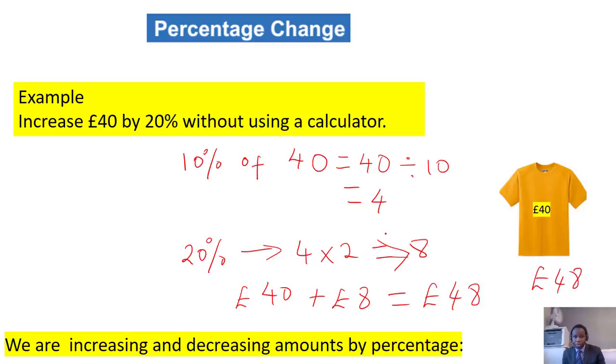Okay, so that's how to do that. Number one, get the 10%. Once you've got the 10%, you can double that to make 20%, and then you just add it on. Increasing means that you're adding on. The price is going up.